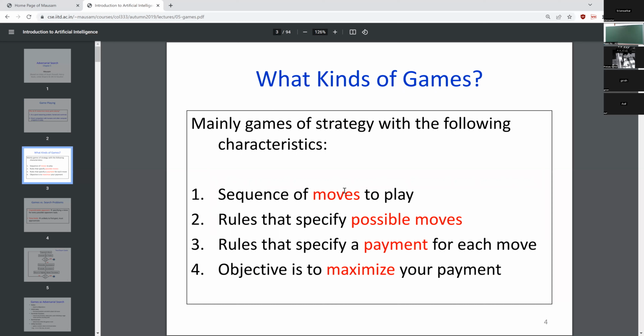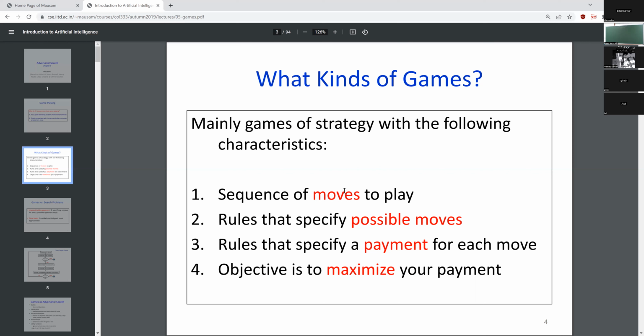The second characteristic of the games that we are going to consider is that the games will consist of a sequence of moves. So your game should be a game which has this concept of a sequence of moves. There must be some rules which specify which moves are valid and which are invalid.